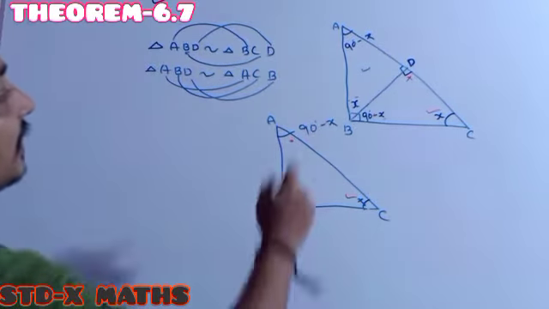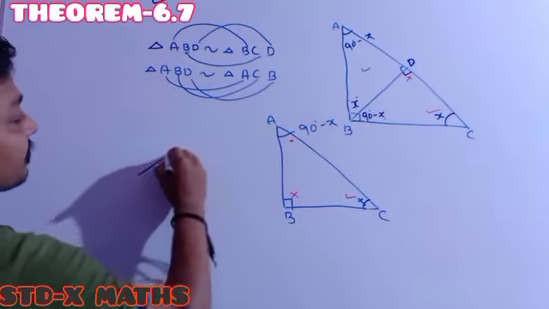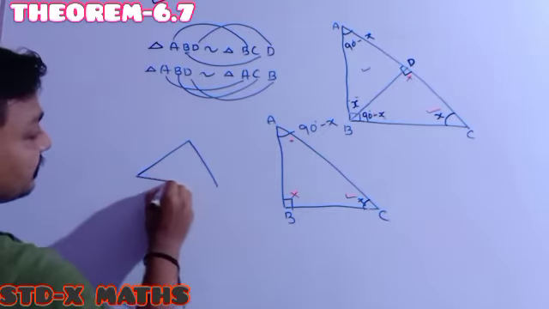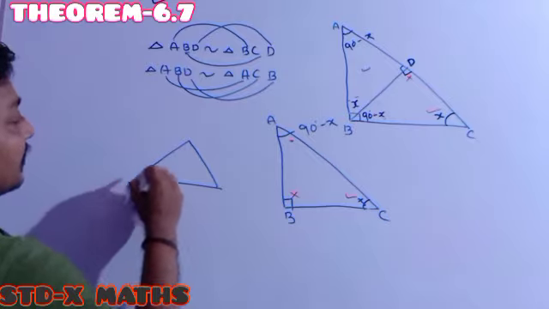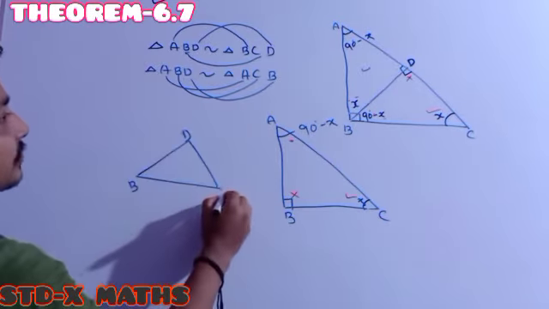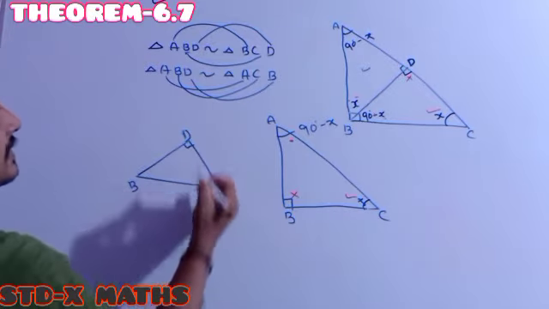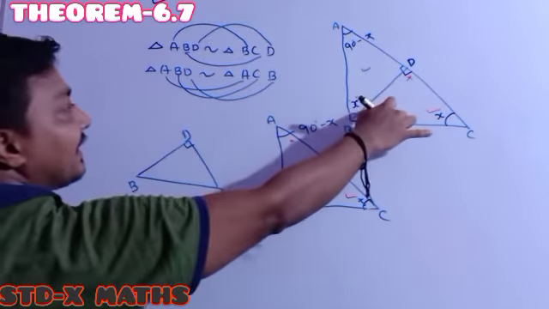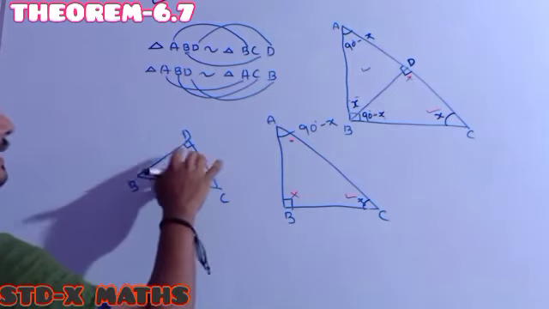See carefully. Here it is triangle BDC I am drawing. Here it is B, then after this one it is our D. This one it is our C. See, this one it is our 90 degree little triangle. This angle measure it is our 90 degree.